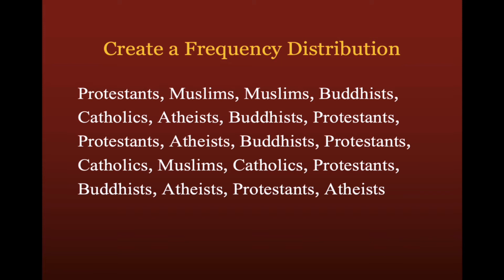Pause the video for a moment, and what I want you to do is try to create a frequency distribution based upon these different religious groups. Again, you're going to want a column for the different religious groups, and then another column for how frequently they occurred in this particular data set. So pause the video for a moment and create that distribution.